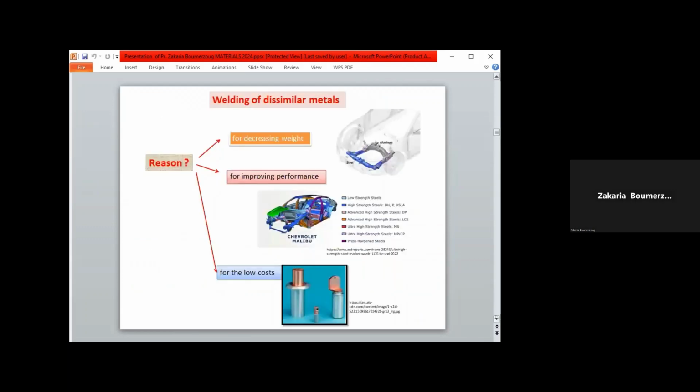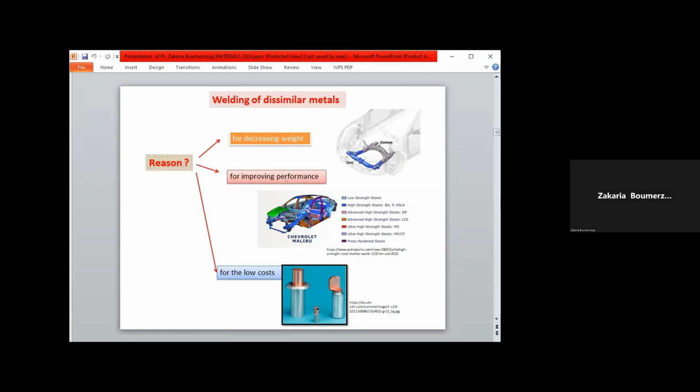Welding of dissimilar metals. The first reason why we use welding of dissimilar metals is to decrease weight. For example, we can replace steel by aluminum, as shown in this figure. Here this part is aluminum, and it replaces the steel part. The second reason is for improving performance.